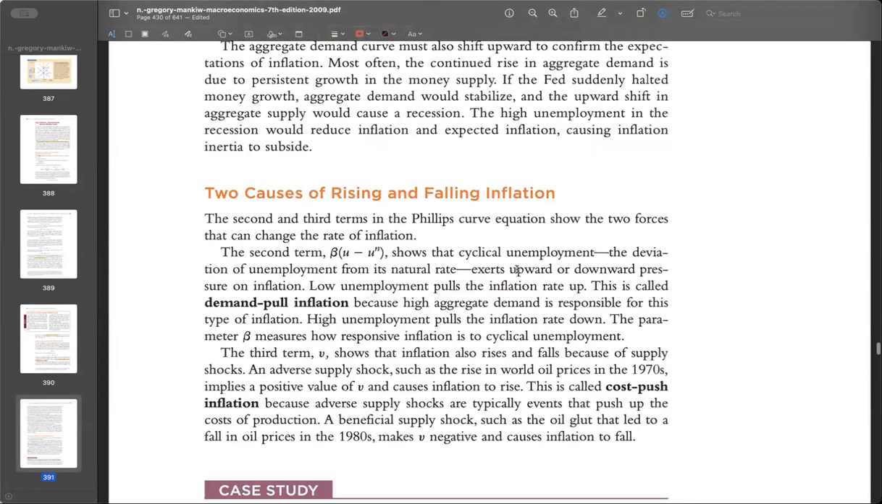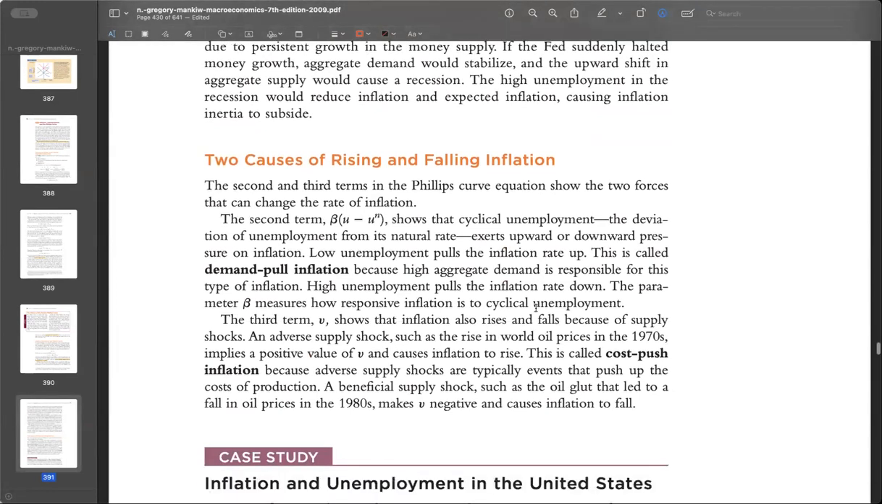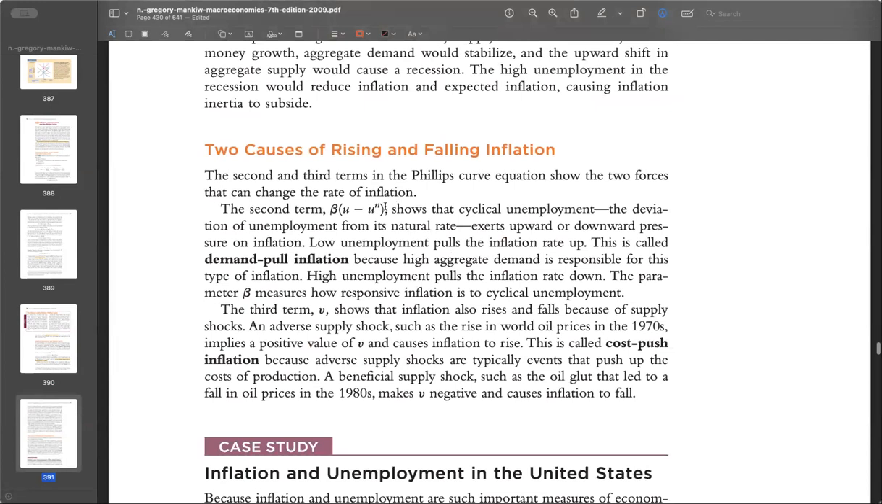All right, so now you've got the Phillips curve, and the Phillips curve captures those two factors in inflation. The second term here shows you cyclical unemployment, which comes from demand-pull inflation, or changes in inflation due to an increase in output due to an increase in aggregate demand.